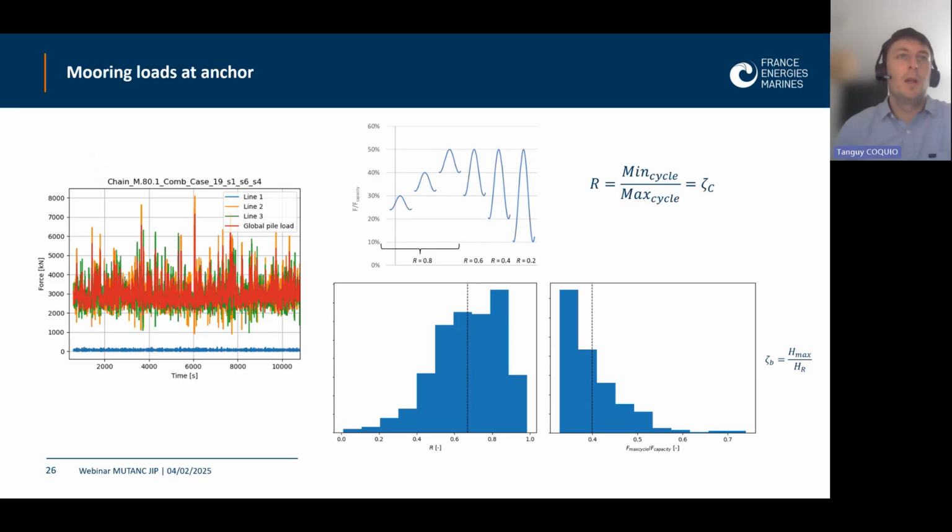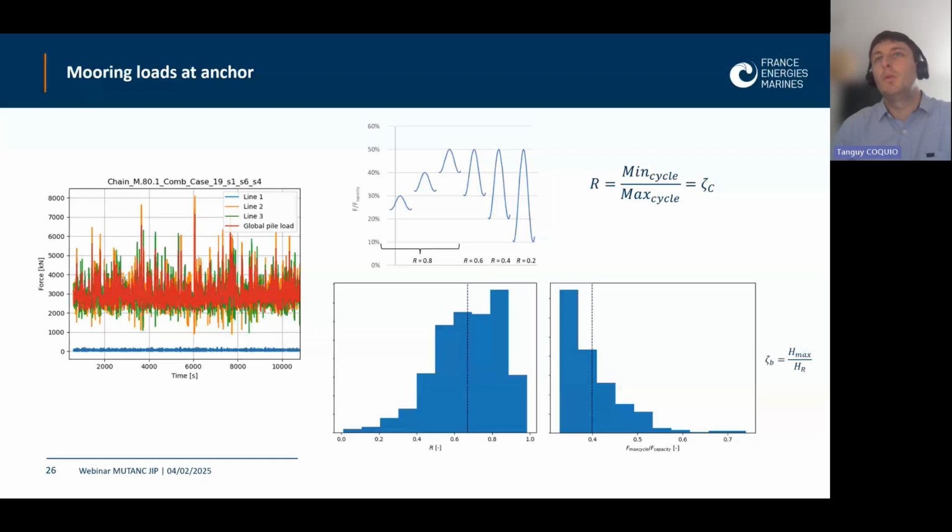If you look only at the global loading, you can see, as on the left, time series of loading at the anchor and on each line. Depending on the orientation, you will have 1 or 2 lines that are not loaded at all, or not much loaded, and the opposite for the lines that are stimulated by the environment, and you have the global loading. We perform some statistics to then work with the geotechnical analysis on the cycle at the anchor.